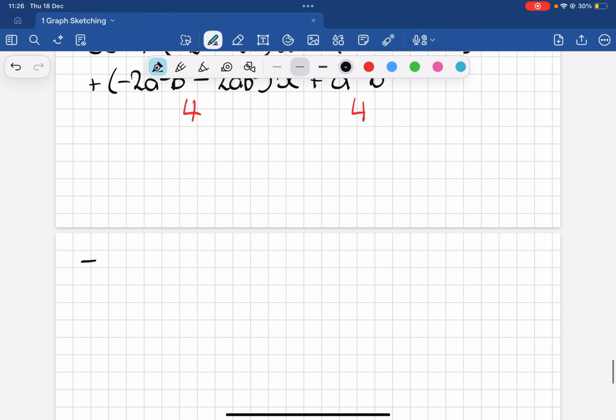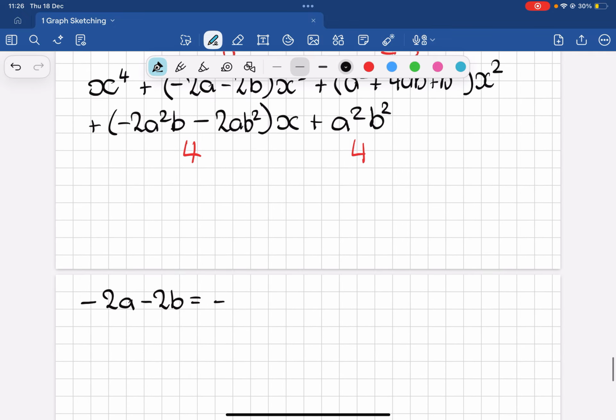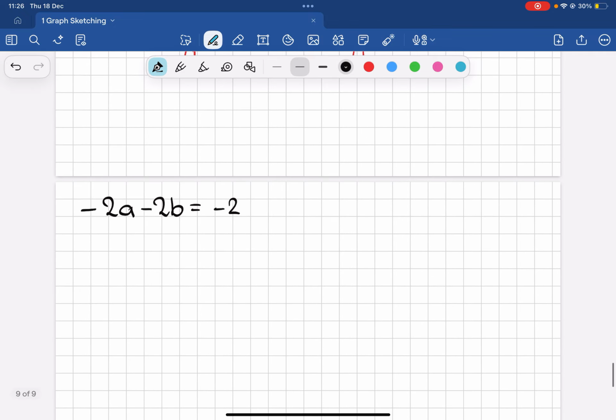So we've got minus 2a minus 2b equals minus 2. If we factorize out minus 2 from our left hand side, we've got minus 2 times (a plus b) equals minus 2. So a plus b equals 1, and we can label that equation 1.